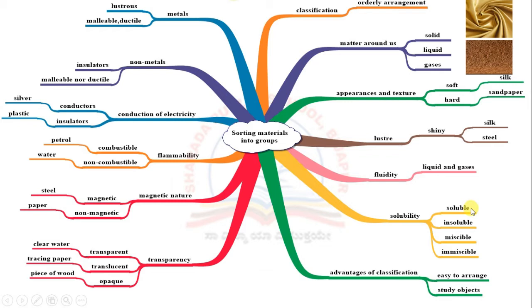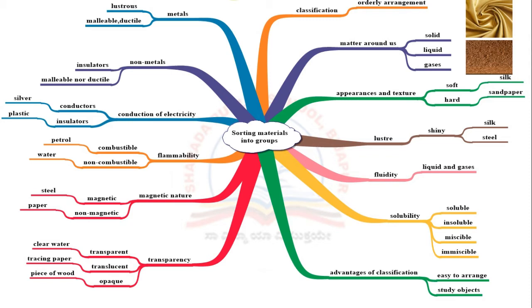Soluble substances. Some substances like sugar, salt and soap dissolve in water. They are soluble substances. Insoluble substances. Sand, clay, tea leaves are called insoluble substances. Miscible substances, capable of being mixed. We say that milk and water. Immiscible substances, incapable of being mixed, like oil and water. Let us learn about advantages of classification.